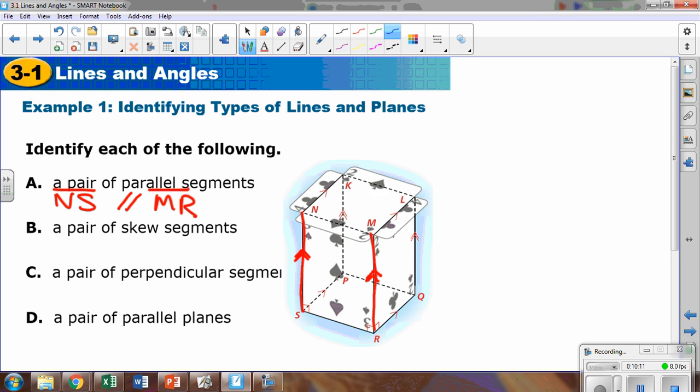What about a pair of skew segments? Skew are different height and different direction. So I'm going to pick this one up at the top. And you'll notice that if I pick this one at the bottom, I've got a problem. Because they're going in the same direction. If I pick this one, I'd still have a problem. And this one right here is sometimes a little bit trickier for students to see because a lot of times students will think that skew segments means they can't be on the same face.